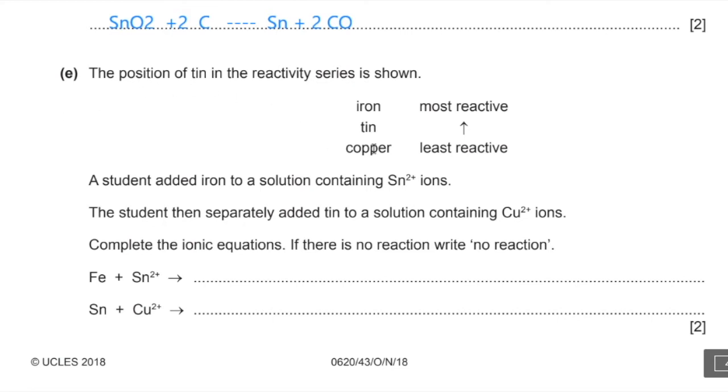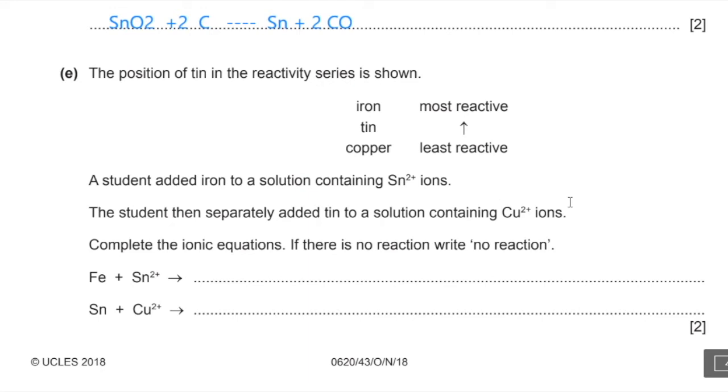E. The position of tin in the reactivity series is shown. So tin is more reactive than copper but less reactive than iron. A student added iron to a solution containing tin ions. That means the solution initially had a compound of tin dissolved in it, which released tin ions. The student then separately added tin to a solution containing copper ions. It would be the same case with this one as well.